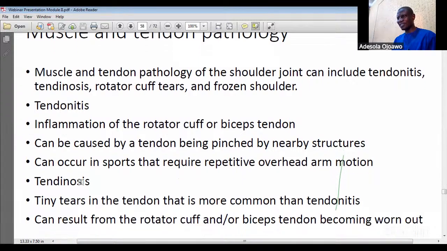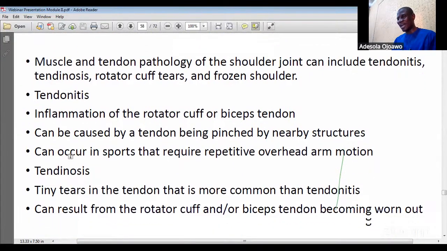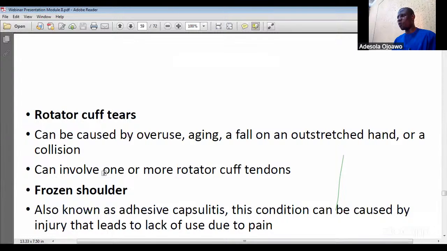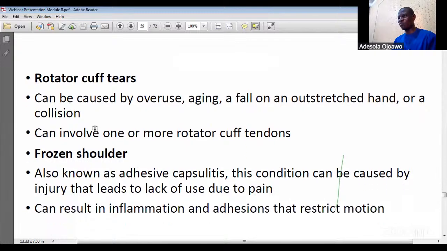Tendinosis, yes, this is a tiny tear. Tendonitis is inflammation; tendinosis is a tiny tear. And that can result from the rotator cuff or biceps tendon. There can be rotator cuff tears as well. There can be frozen shoulder. So all those are some of the muscle problems that we may have.